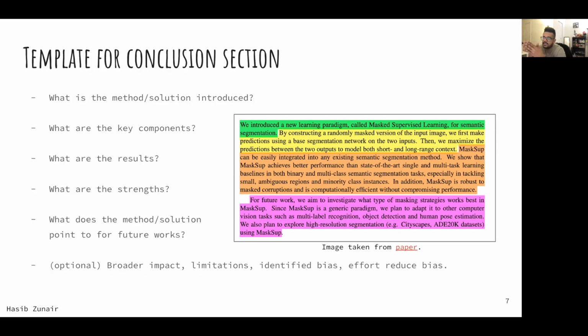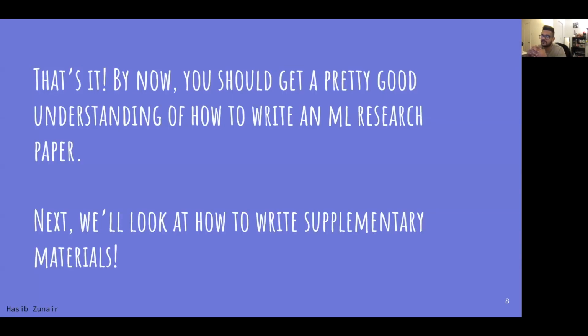Here's a template again, which is similar to the last slide, but in a question and answer format. So it starts off with what is the method or solution introduced, then what are the key components, what are the results, the strengths, and what does the method or the solution point to for future work. Optionally, you could also have broader impact, discuss the limitations or the identified bias, and also efforts to reduce this bias.